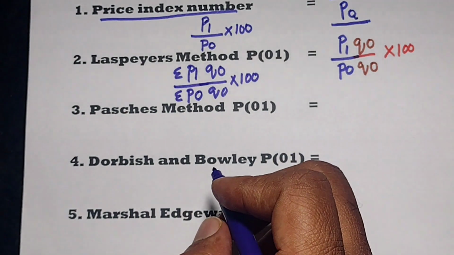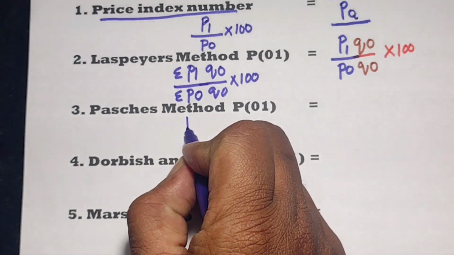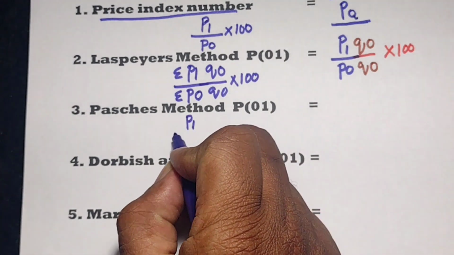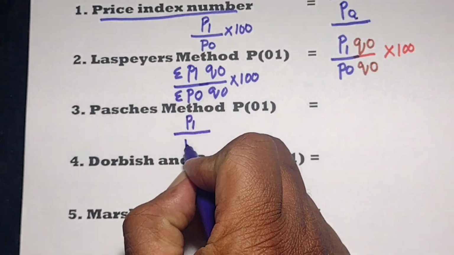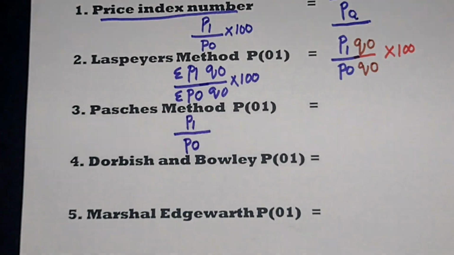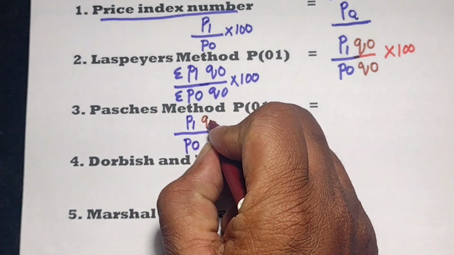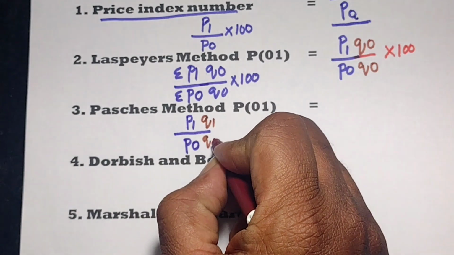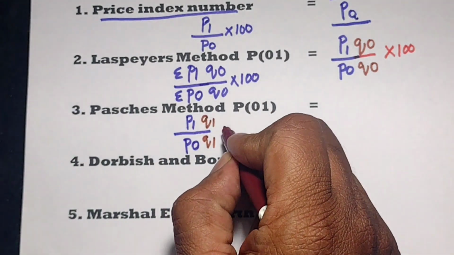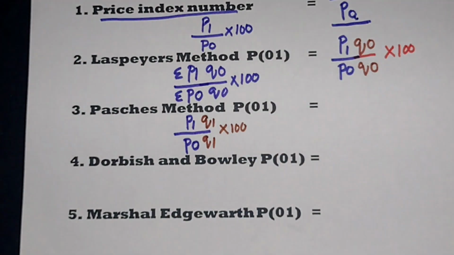Paasche. So Paasche, what he does, the same way, the price of the current year with the price of the previous year is multiplied with the quantity of the current year, and it is multiplied by 100.